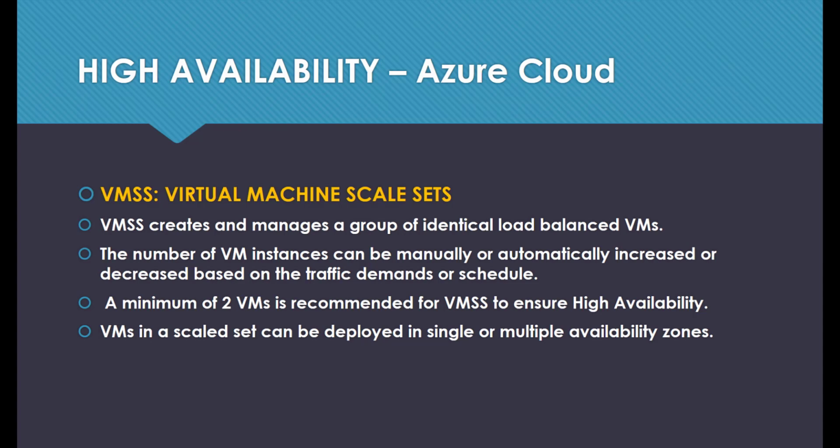So it makes it easy for you to deploy virtual machines all at once and also be able to configure them simultaneously. So the number of VM instances can be manually or automatically increased or decreased based on the traffic demands or schedule. A minimum of 2 virtual machines is recommended for the VMSS, that's the virtual machine scale set, to ensure high availability.